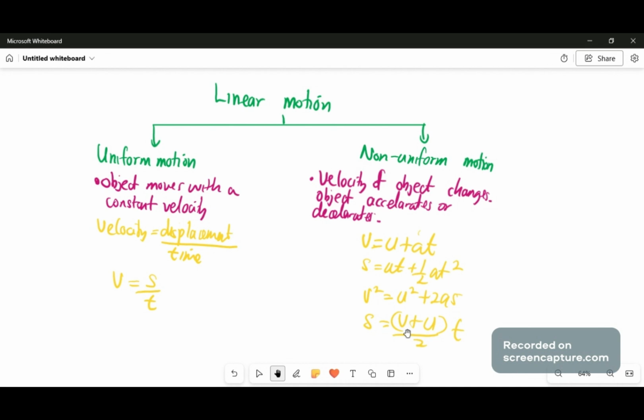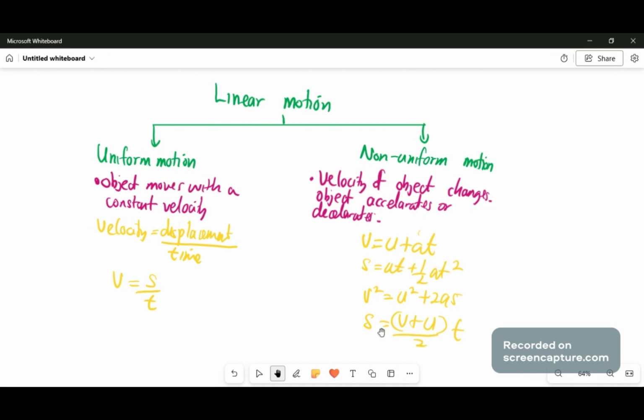Non-uniform motion means during a non-uniform motion, the velocity of the object is not constant. That means velocity changes. If the velocity changes, definitely that object has an acceleration or a deceleration. In that case, if the motion of the object is non-uniform, we can apply one of those four kinematic equations to solve problems.